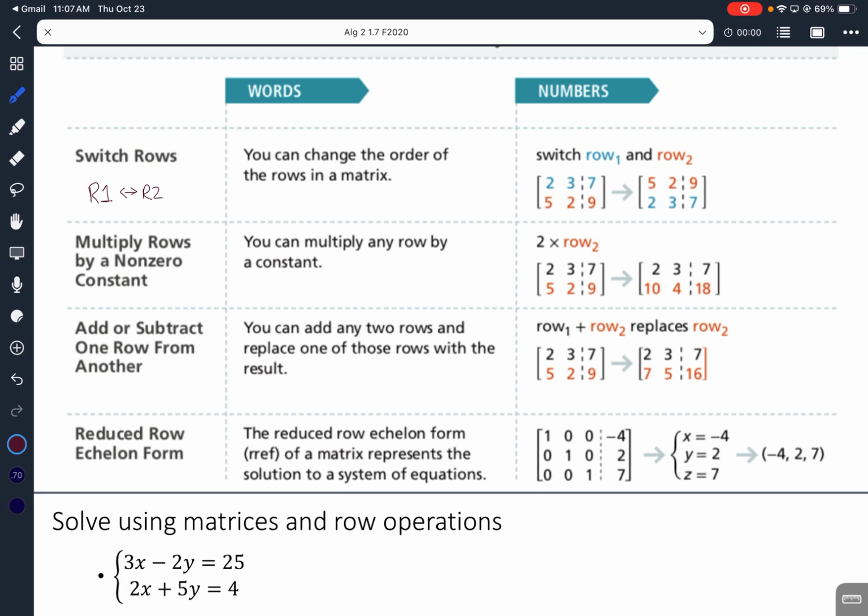The other thing I can do is multiply a row by a non-zero constant. Okay, big word there was what? Non-zero. And I can only multiply. Did I say divide? No, you said multiply. So if I want to divide something, that means I have to multiply by a fraction, yes? Division is not a thing.